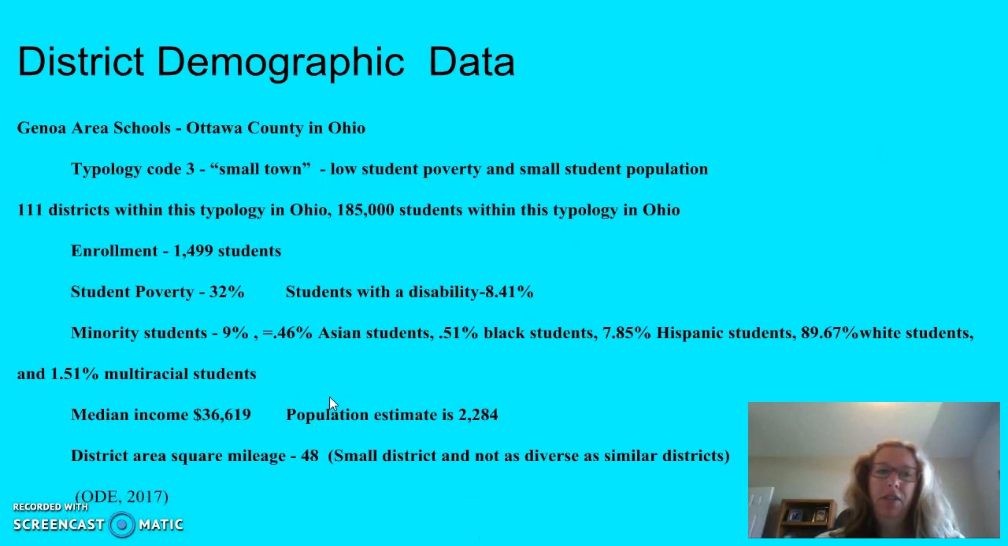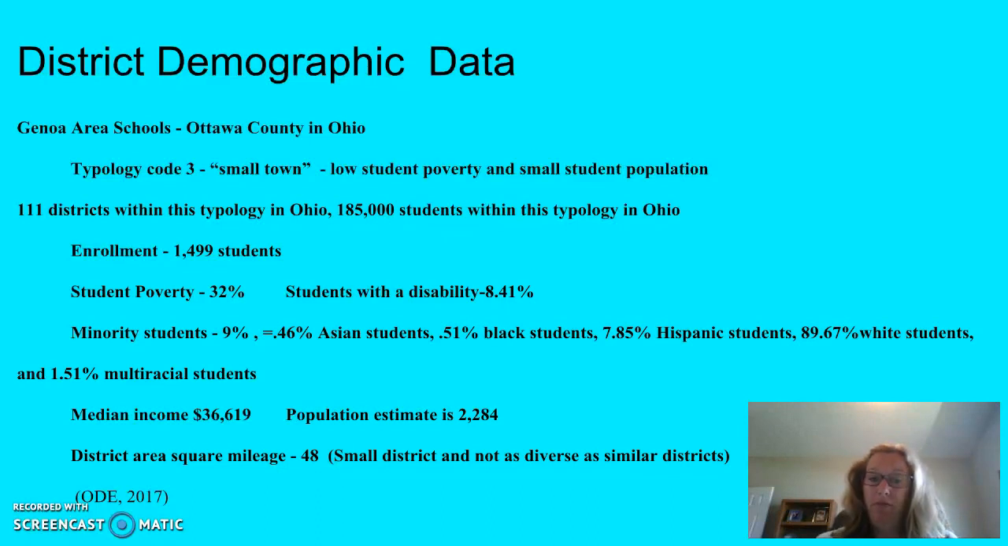First, a little bit about the district that I work for, a little bit of demographics about the area. It's Genoa Schools in Ottawa County in Ohio. Topology code 3, which means it's a small town, low student poverty, and small student population. In Ohio, there are about 111 districts with this, approximately 185,000 students. Enrollment to our district is around 1,499 students.